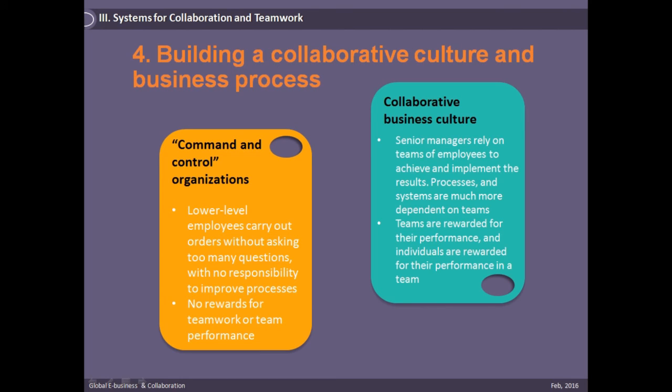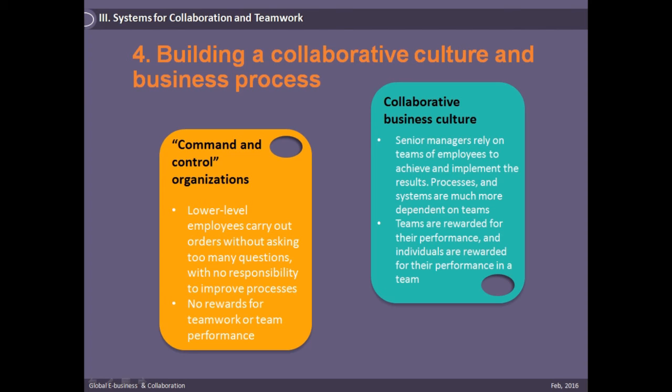So how do we build a collaborative culture and business process? We have two types of organizations. The first one is command and control. The other one is collaborative business culture. In command and control organizations, lower-level employees carry out orders without asking too many questions, with no responsibility to improve processes, and they also receive no rewards for teamwork or team performance.